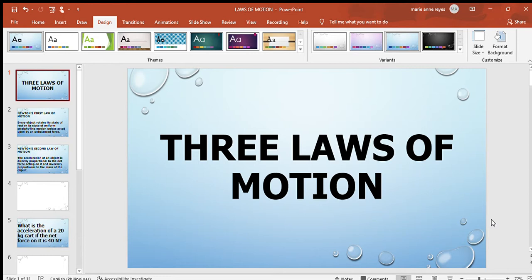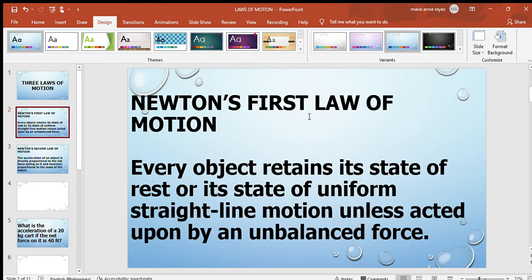Now, Newton's first law of motion is also known as the law of inertia, and it is very similar to one of Galileo's findings about motion. Recall that Galileo used the term inertia to describe the tendency of an object to resist changes in motion. Newton's first law describes this tendency more directly. Now, in modern terms, the first law of motion states that every object retains its state of rest or its state of uniform straight line motion unless acted upon by an unbalanced force. So what do we mean by this?